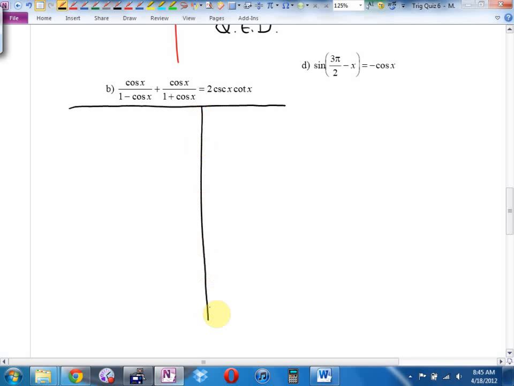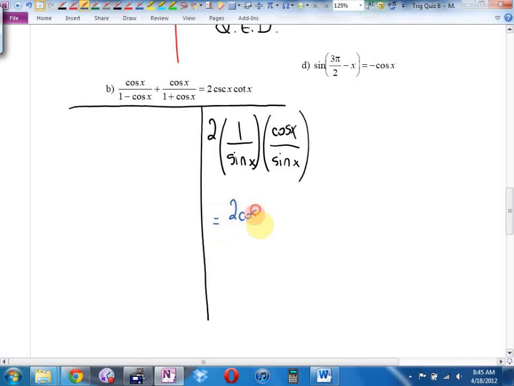This was fairly tough. Both sides are ugly. I'm going to spend more time on the left side, but I'm going to do as much as I can on the right side and then quit. On the right side, I think I'm going to go like this: 2 times 1 over sine x times cos x over sine x. I would rewrite the right side as sine and cos. And when I do that, on the top, I'll get 2 cos x, and on the bottom, I'll get sine squared, and I'm pretty much stuck there.